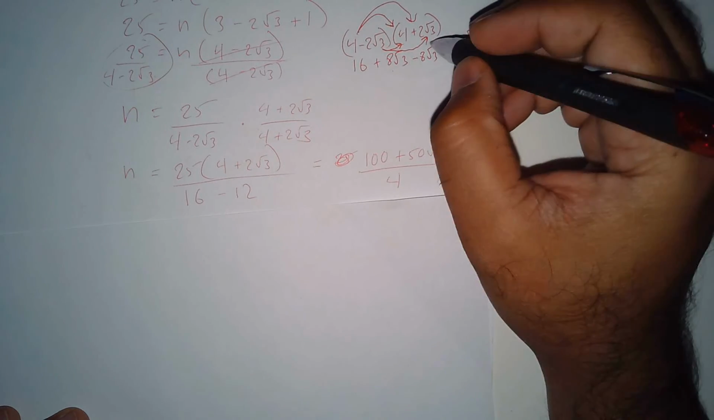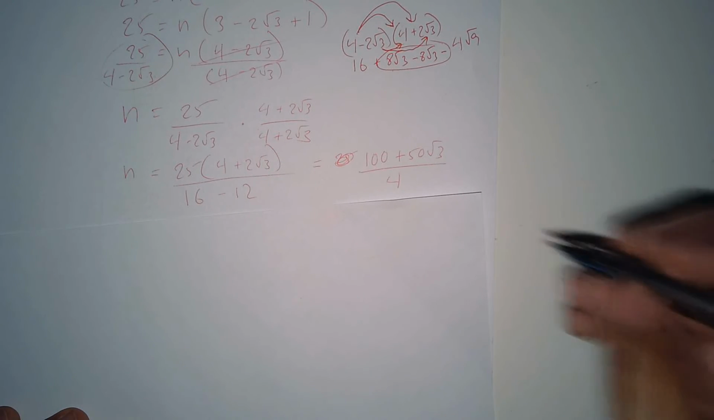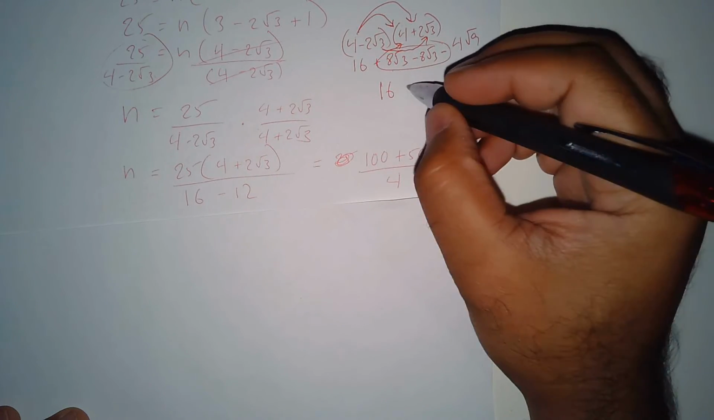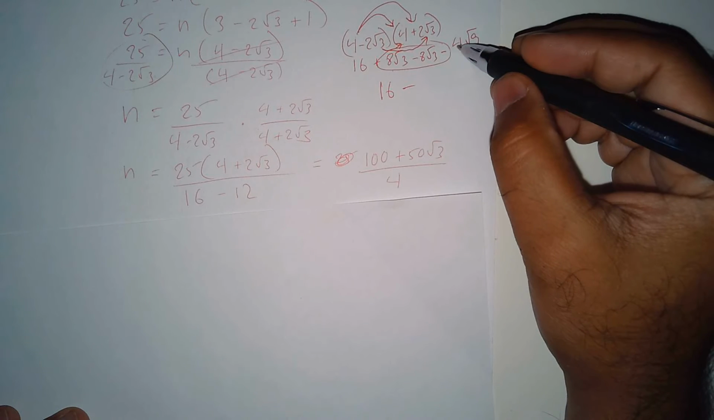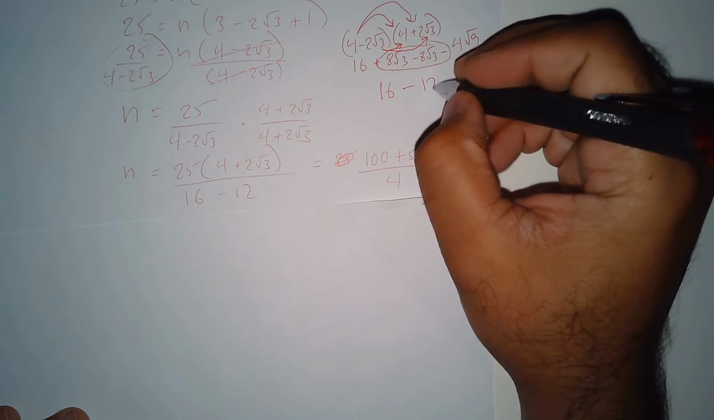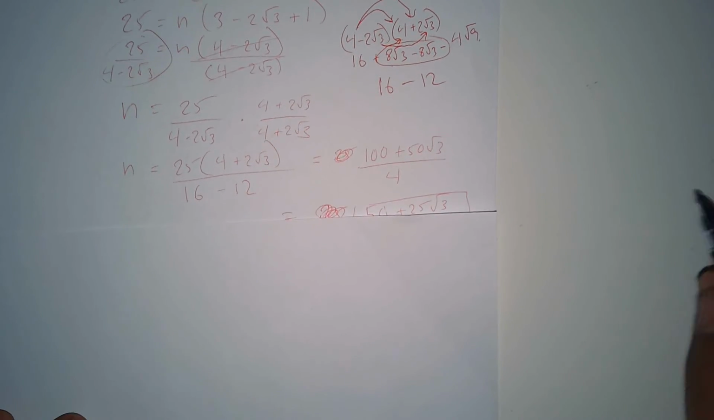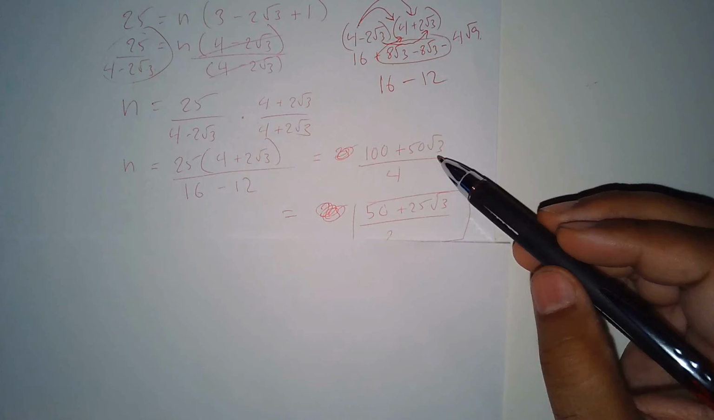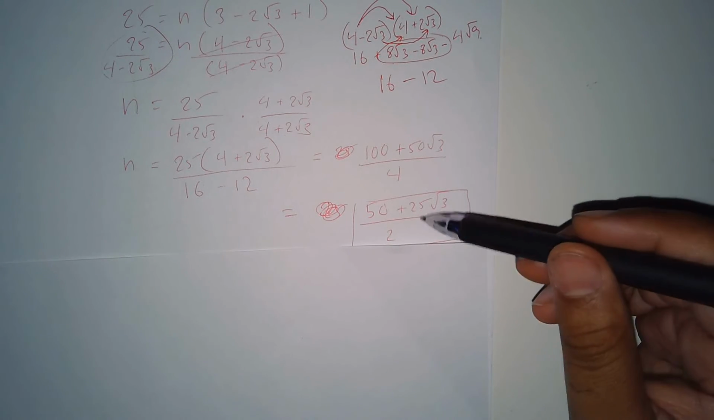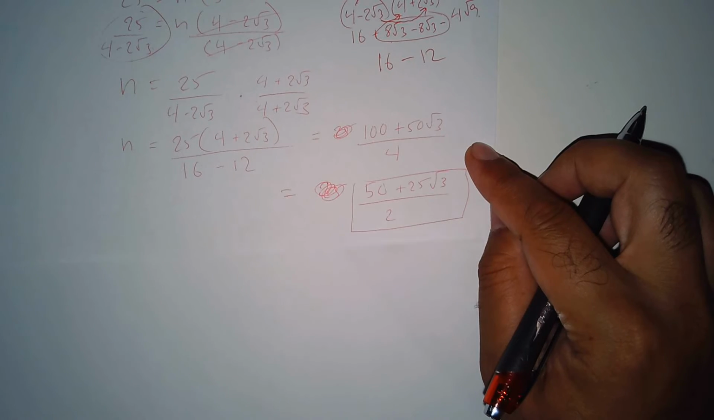This is the whole point of the conjugate. That middle part will always cancel out. You have plus 8 root 3 and negative 8 root 3. So what you have here is 16 minus, and the 3 comes out of the root 9 multiplied by the 4, and that's where you get the 12 from. So 16 minus 12 is just going to be 4, and then 150 and 4 are all divisible by 2, so you can put that in lowest terms here. 50 plus 25 root 3 over 2.